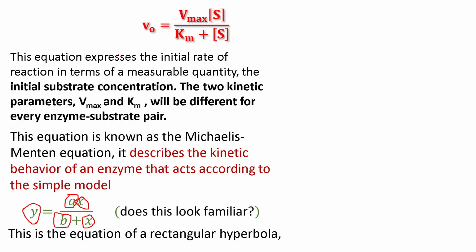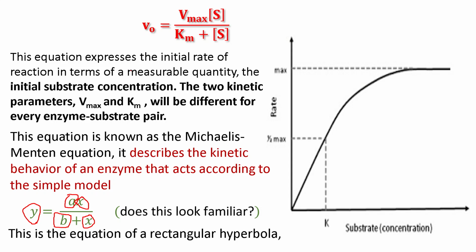So when you make a plot of this equation, you're going to have a plot that looks like this, okay? Having your maximum velocity where you have the rate. When we talk about rate, this rate actually is our V0. That is our rate. While this is a concentration of S, the substrate concentration.